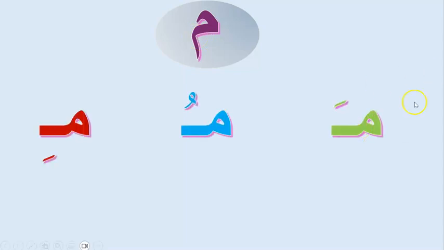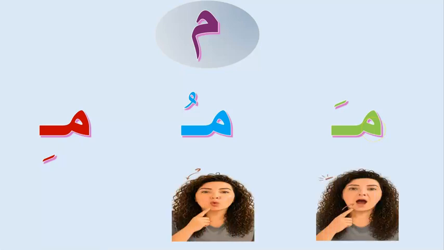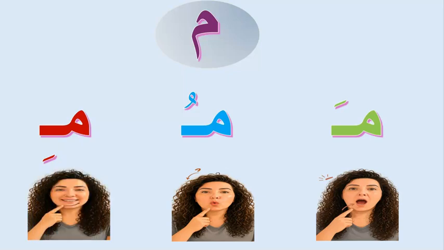What about if we see the letter in the small shape, as we see it in the words? It's the same thing. This is letter M. This is the forming one. This is the letter we see when we form a word. This is the same letter. Let's read it. Ma. Mu. Mi.